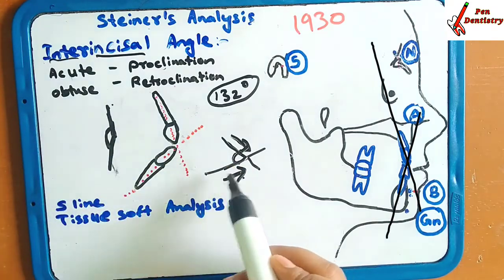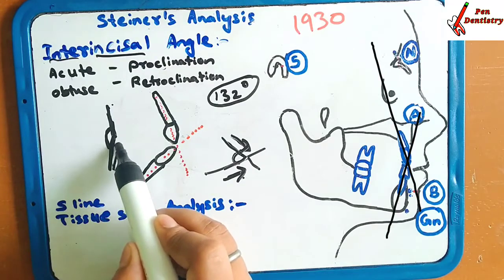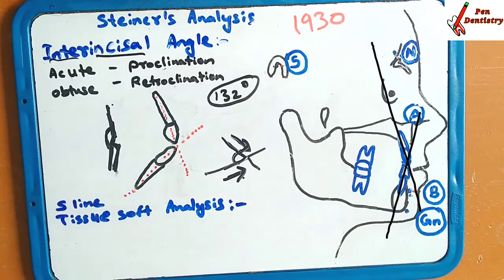This is the proclination, the position of the tooth has changed to inside. This is showing the retroclination. This is the interincisal angle. This angle helps in detecting the incisor with defective angulation. When the incisors have a defective angulation, this angle in cephalometry helps us recognize which type of angle the patient has, whether acute or obtuse.